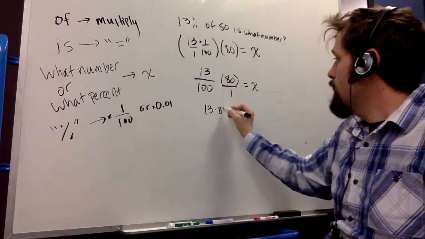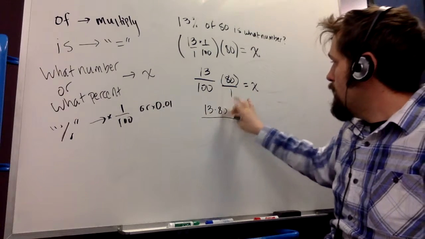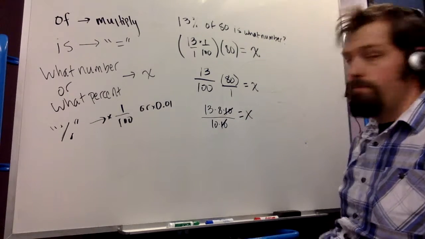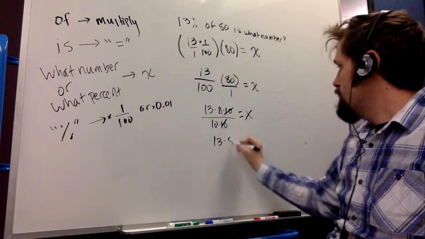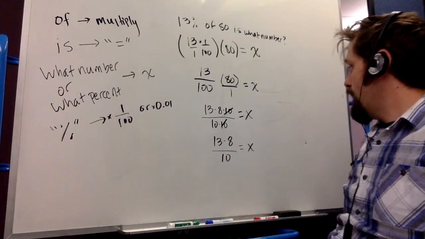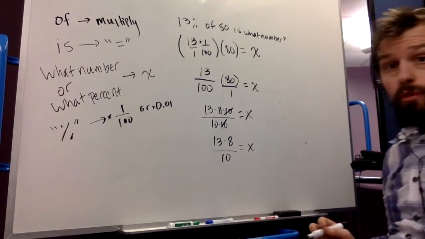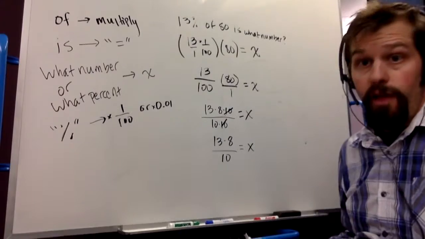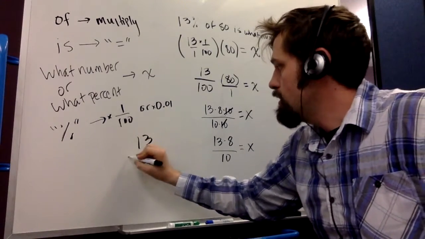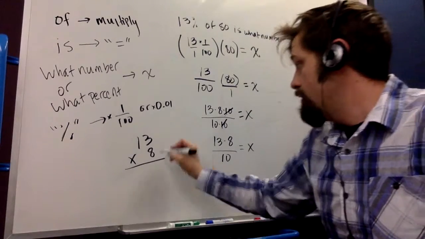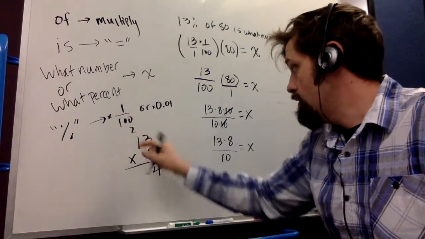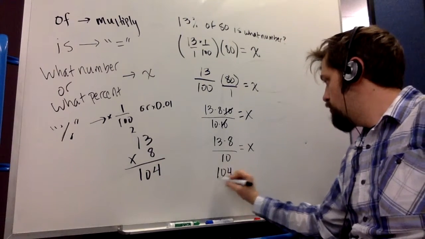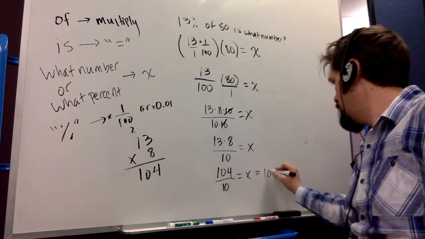So 13 times 80, notice that I can write 80 as 8 times 10, and 100 is 10 times 10. That's a factor of 1. So now I have 13 times 8 over 10 equals x. And now, if I find the product of 13 and 8 and divide by 10, dividing by 10 is just moving the decimal point one place to the left. So I'm going to multiply here, 13 times 8. Well, I know that that's 4 ones and 2 tens. 8 times 1 is 8. 2 more, 10. 104 divided by 10 equals x equals 10.4.